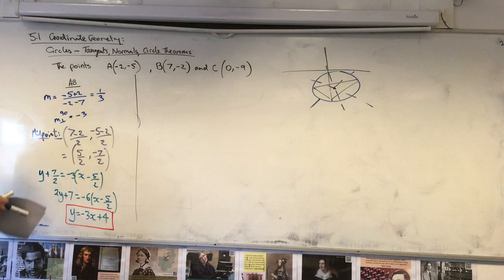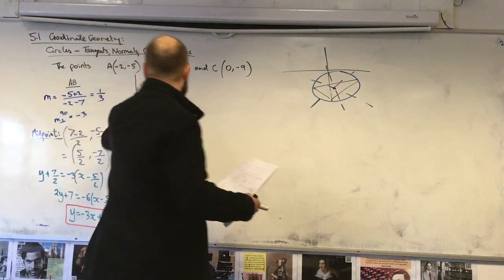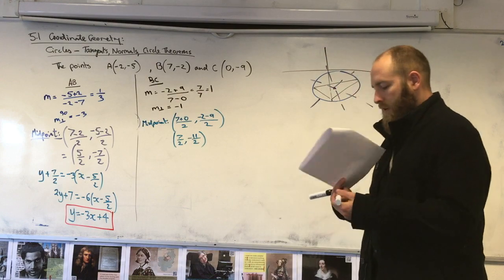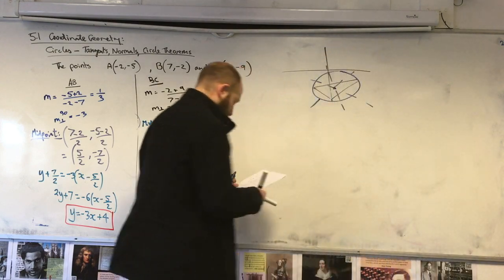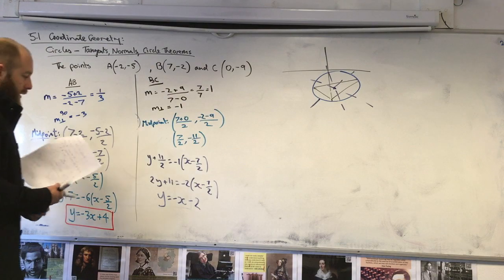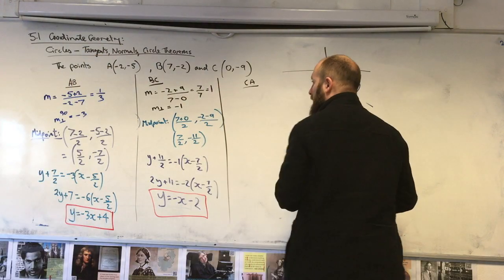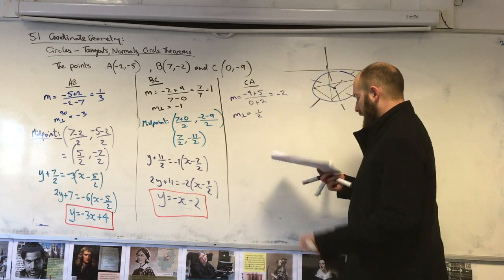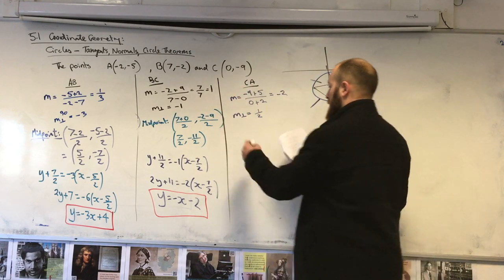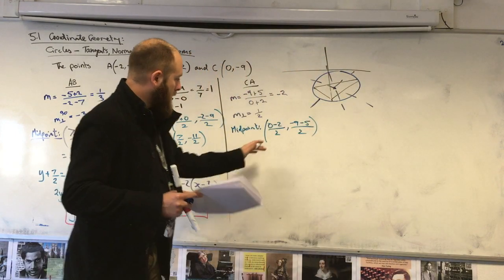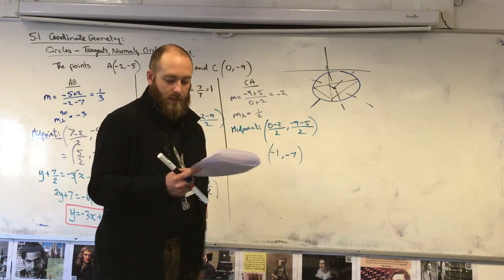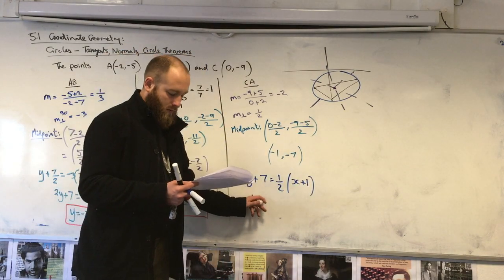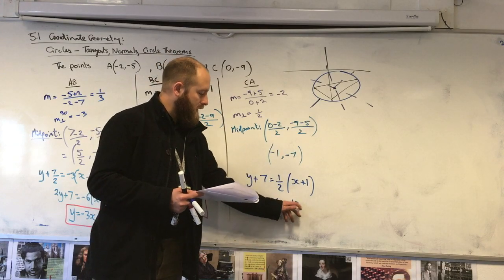Right, so very quickly if we go through the other ones, we end up with BC, midpoint of 7 over 2, minus 11 over 2. Put that into the line equation. So we get y equals minus x minus 2. And last one, CA. So perpendicular gradient is a half. Midpoint, average of x, average of y, we get minus 1, minus 7. So put that into the line equation again. And that leads us to y equals x over 2 minus 13.